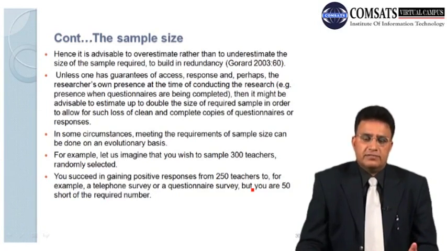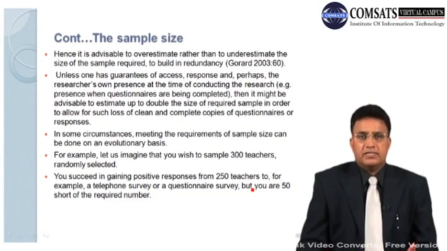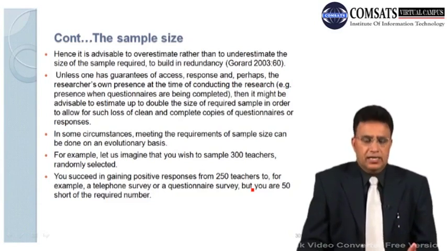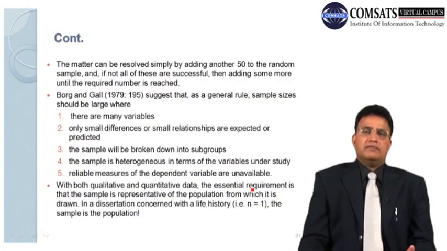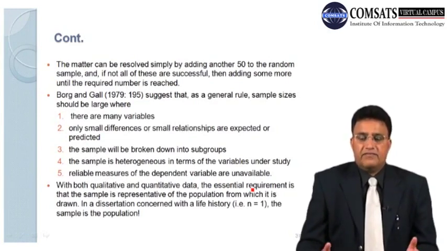In some circumstances, meeting the requirements of sample size can be done on an evolutionary basis. For example, let's imagine that you wish to sample 300 teachers randomly selected. You succeed in gaining positive responses from 250 teachers to, for example, a telephone survey or a questionnaire survey, but you are 50 short of the required number. This matter can be resolved simply by adding another 50 to the random sample. And if not all of these are successful, then adding some more until the required number is reached.